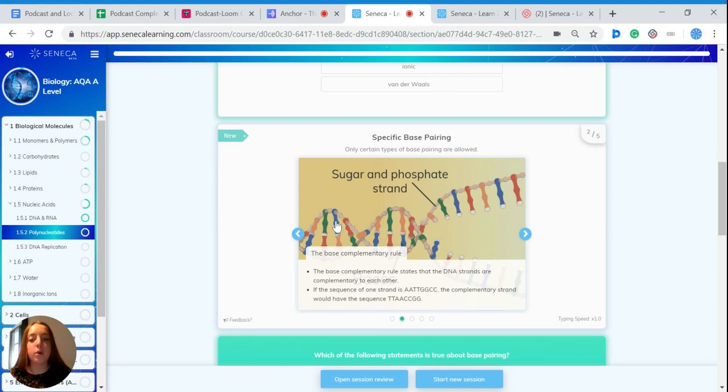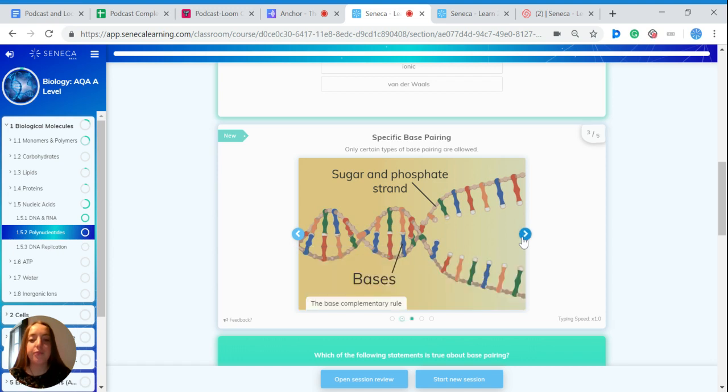So this is called the base complementary rule, and this states that DNA strands are complementary to each other. If the sequence of one strand is AA, TT, CC, GG, the complementary strand would have the sequence TT, AA, CC, GG.